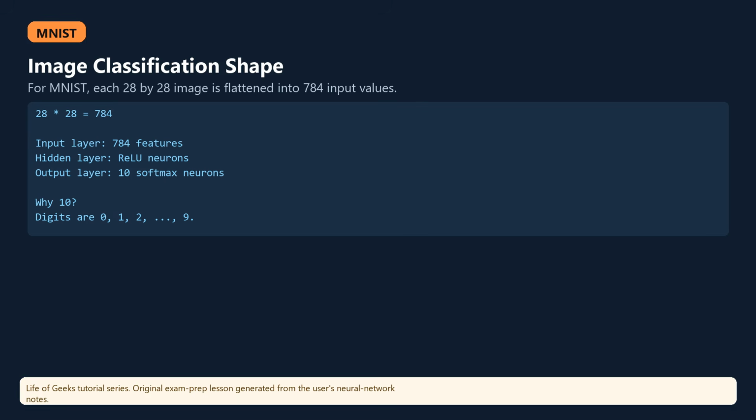The output has 10 neurons because there are 10 digit classes, 0 through 9. A softmax activation converts the 10 output scores into probabilities that add up to 1. The predicted digit is the class with the highest probability. This example connects architecture to data shape. Always ask, how many input features are there and how many output classes are there?